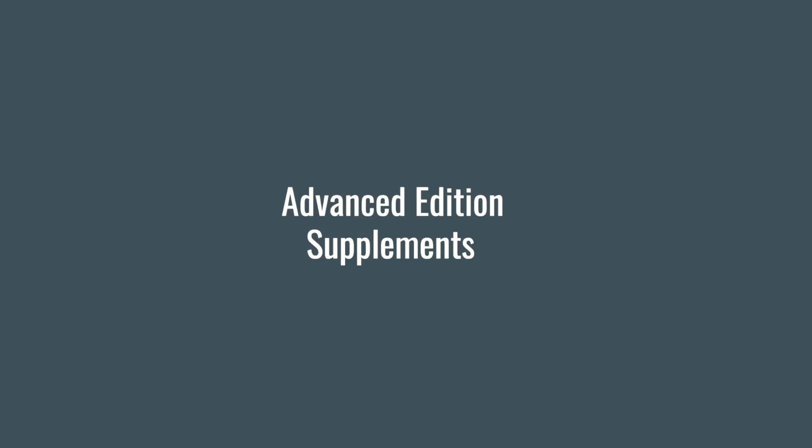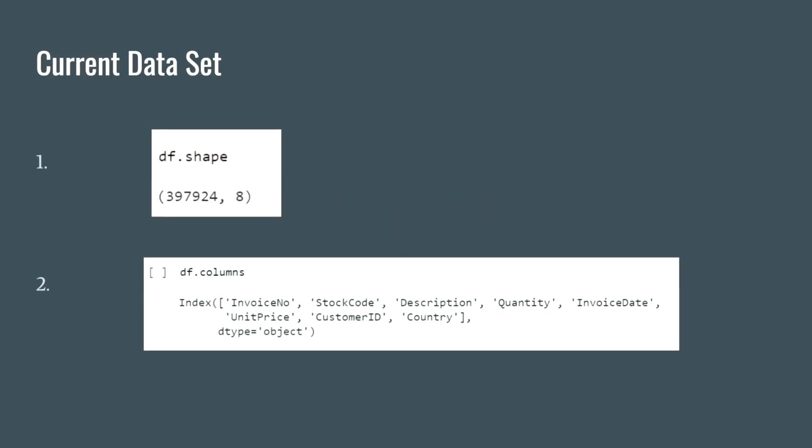Now we will move on to advanced addition supplements. So currently there are 397,924 records and 8 fields. We can see that by using the df.shape function. To find out the field names, we can also use the df.columns function.